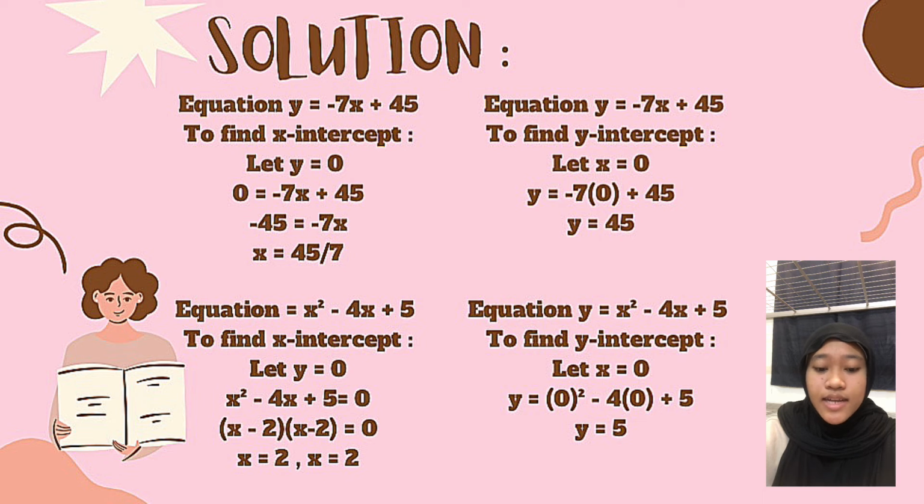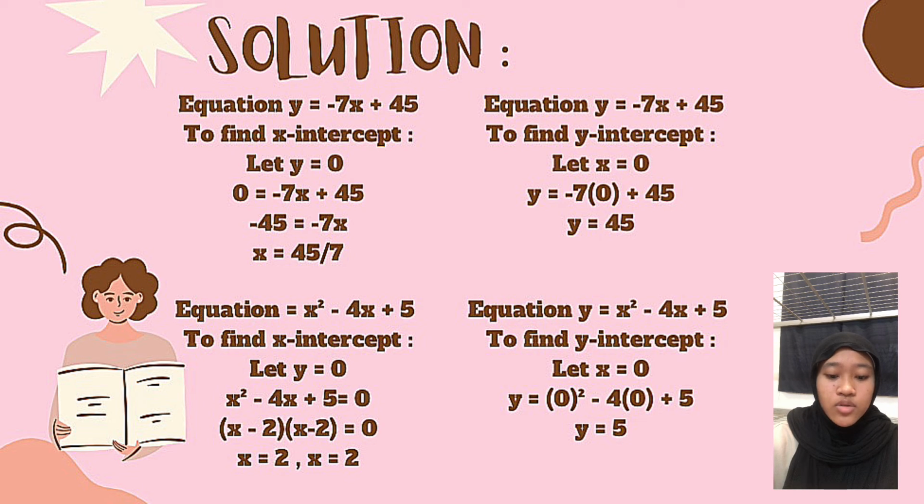To calculate the area bounded by the graph and the x-axis, first we need to know the graph. So, to draw the graph, we know that the equation y equals x squared minus 4x plus 5 is a curved line. And then the equation y equals negative 7x plus 45 is a straight line.